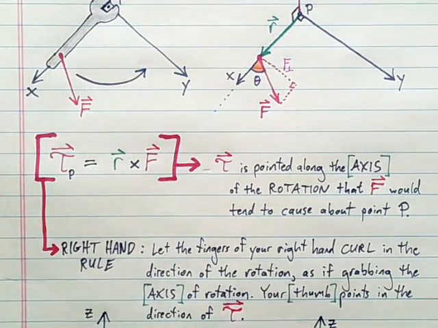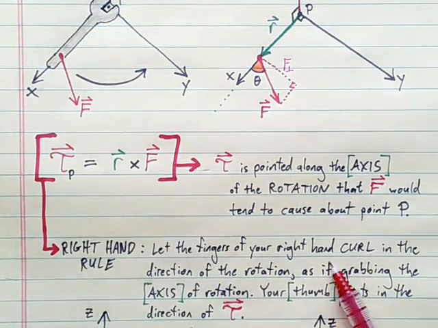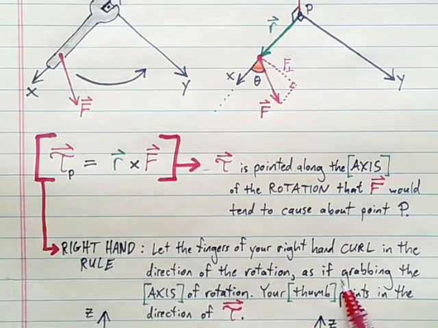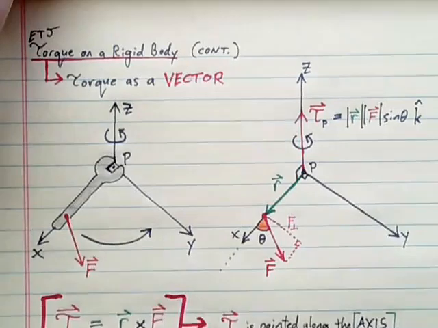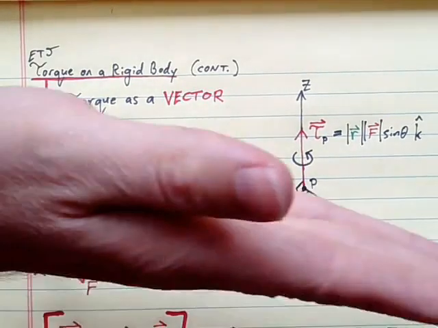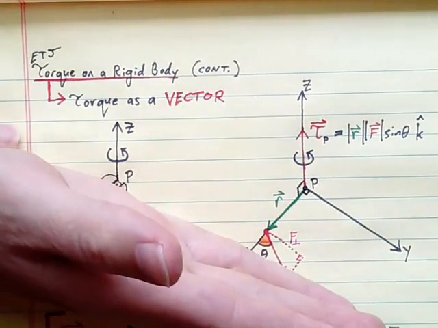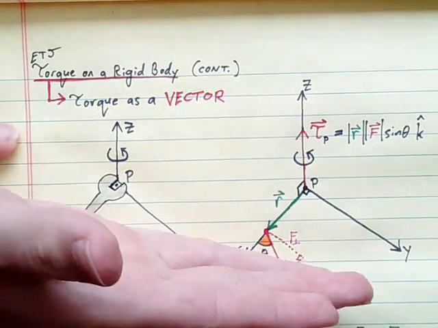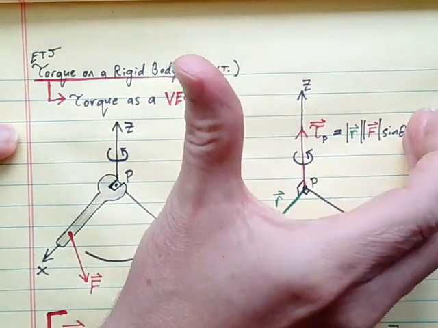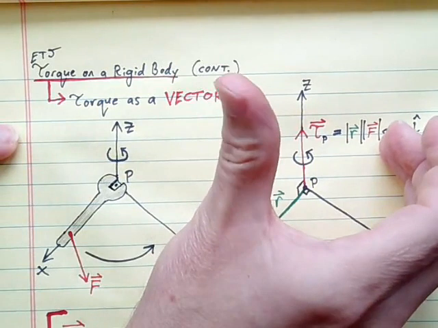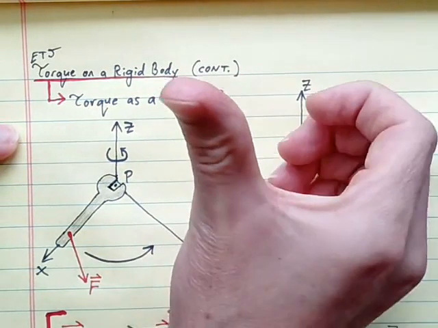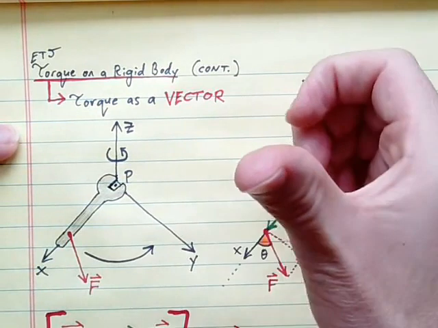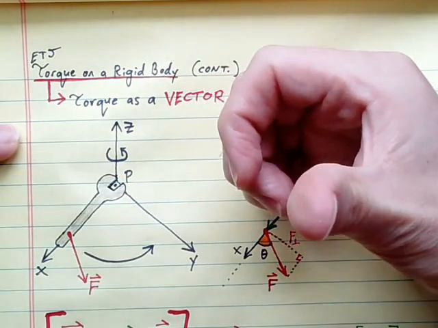Here's another application. Let the fingers of your right hand curl in the direction of the rotation as if you were grabbing the axis of rotation. And then your thumb will point in the direction of the torque vector. So here, if the rotation is this counterclockwise rotation in the xy plane, make your fingers curl in the direction of that rotation, and your thumb will be pointing in the z direction of the torque. Like you're grabbing onto that z-axis and rotating around it. Your thumb points in the direction of that torque vector.